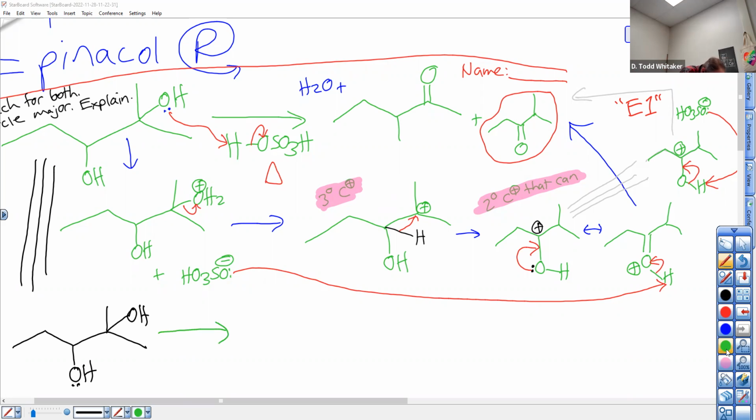So you're going to remind me what's the purpose of doing this first step? What's the purpose of doing this first step? Making a good leaving group. And it does the same thing. Secondary, you're allowed to go to cation.